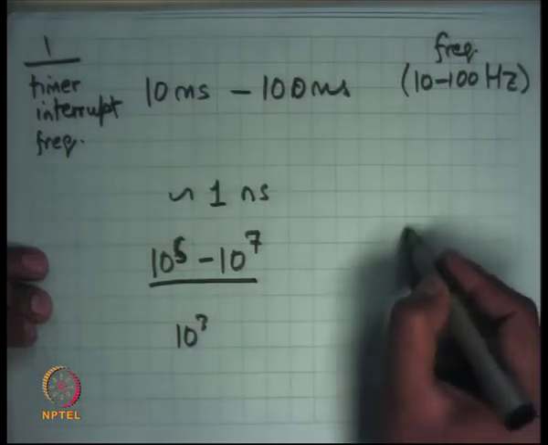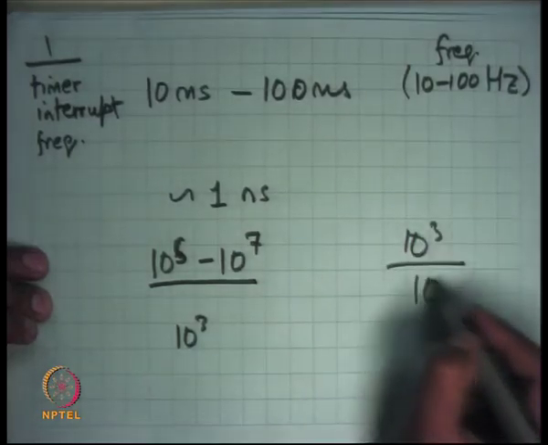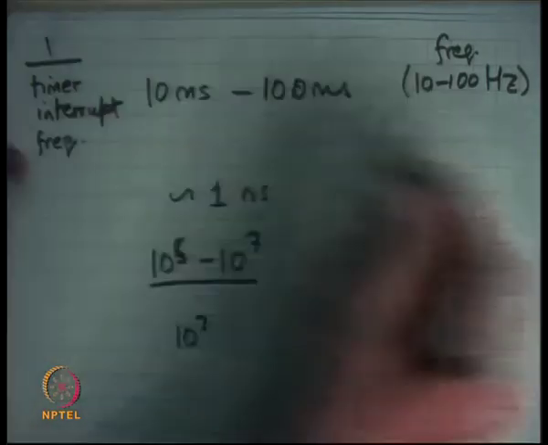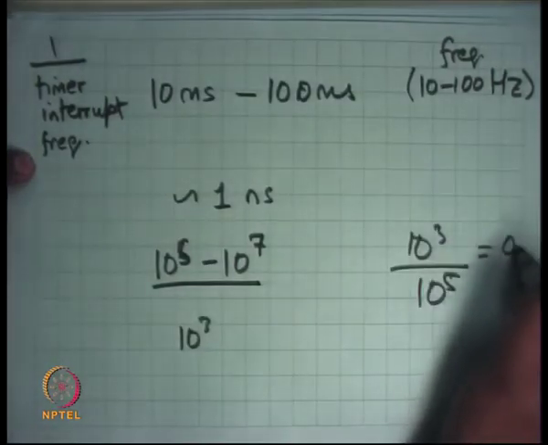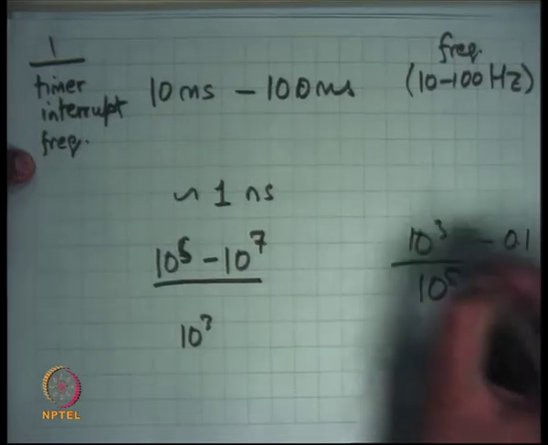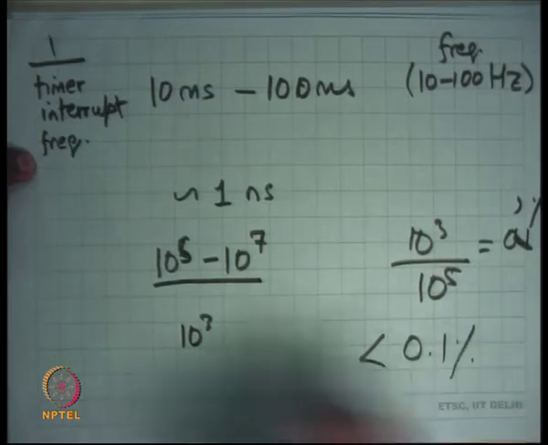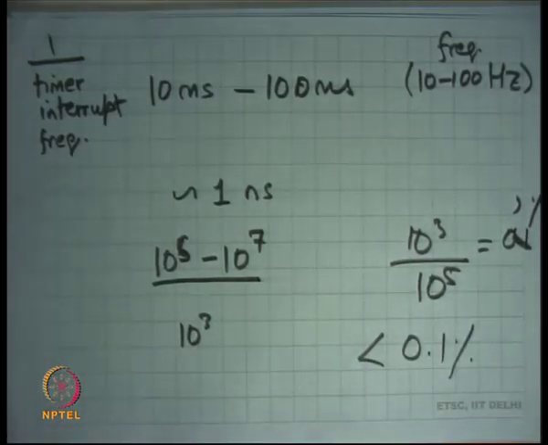So the overhead is something like 10 to the power 3 upon, with a very conservative figure, 10 to the power 5, that's 1%. Actually it's less than that, so this is 1% of course, but roughly the overhead of doing this timer interrupt on modern hardware is less than 0.1%, right?